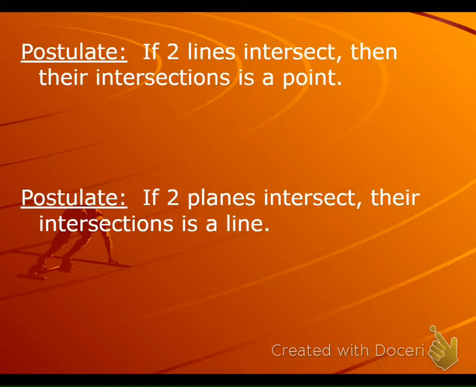Postulate number 1, if two lines intersect, then they intersect at a point. So if we have two lines and they intersect, line 1. Can you guys see that purple okay? No? Okay, I'll switch it. Let's try again. So we have two lines, and when they hit, it's at just one point. We also have, if two planes intersect, then they intersect at a line.